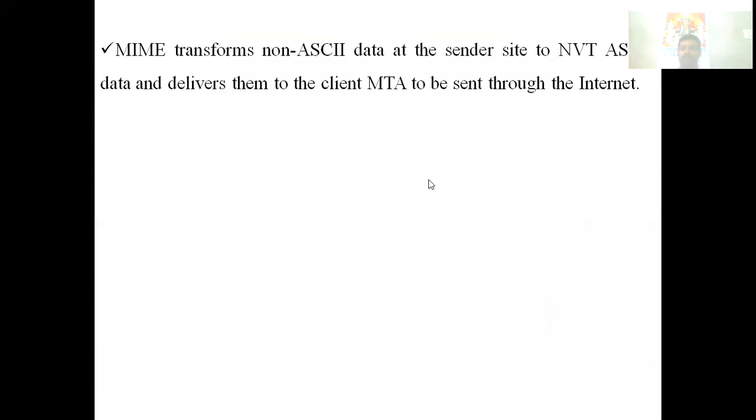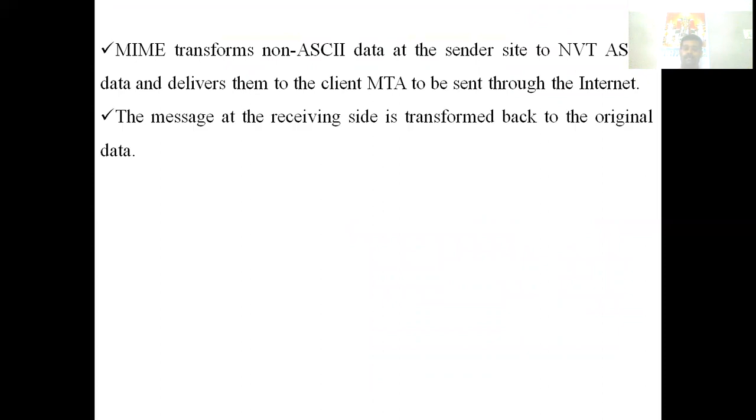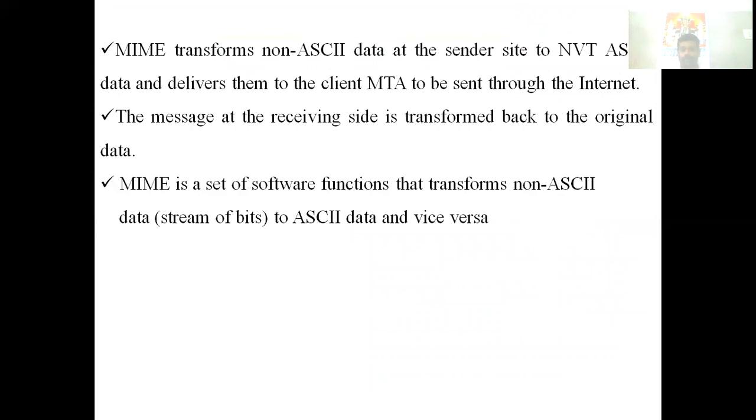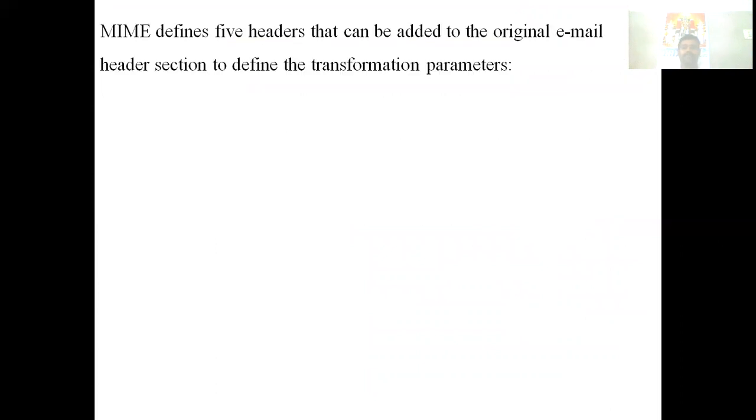So the simple thing is MIME will transform the non-ASCII data on the sender side to NVT ASCII data and deliver it to the client message transferring agent. The message at the receiving side is transformed back to the original form. So MIME is nothing but a set of software functions that transform non-ASCII data into ASCII data.